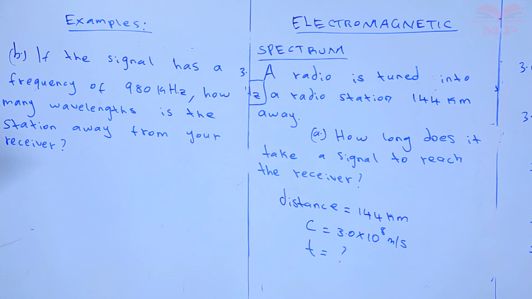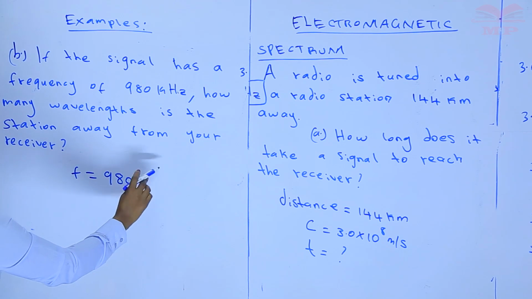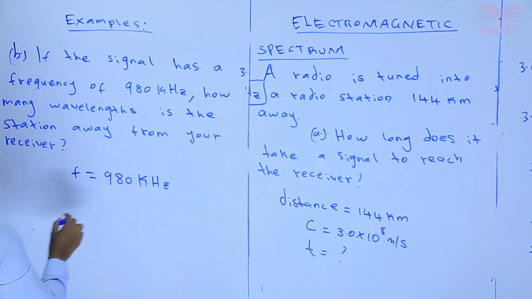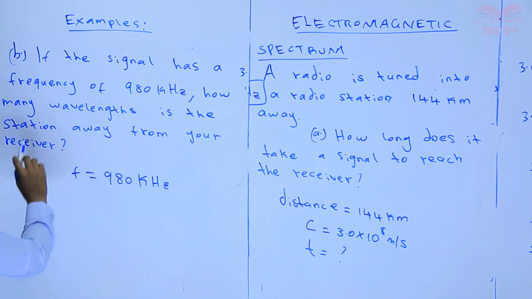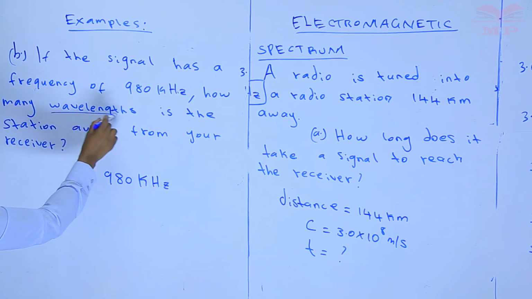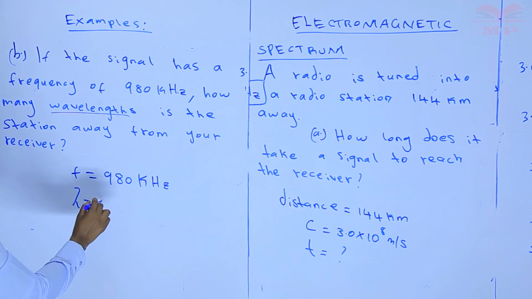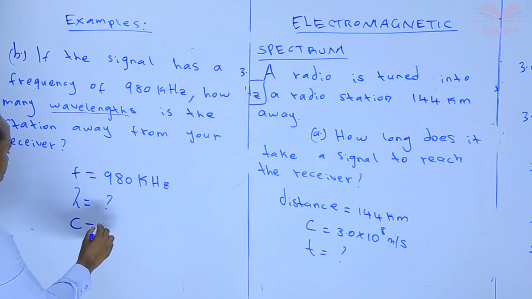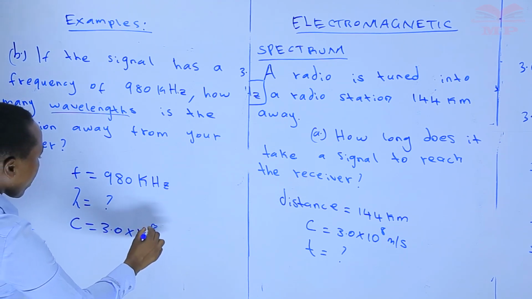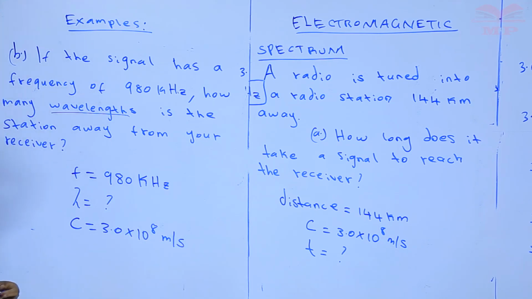So in part B, we are told that if the signal has a frequency of 980 kilohertz, how many wavelengths is the station away from the receiver? So again, in this question, we've been given the frequency, which is 980 kilohertz. We have now been told to calculate the wavelength. How many wavelengths? So the wavelength is in question, but remember again, because it is a radio wave, the speed will be 3.0 times 10 power 8 meters per second. So that is what we have.